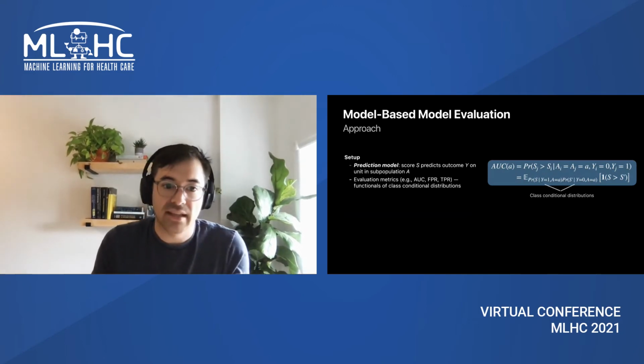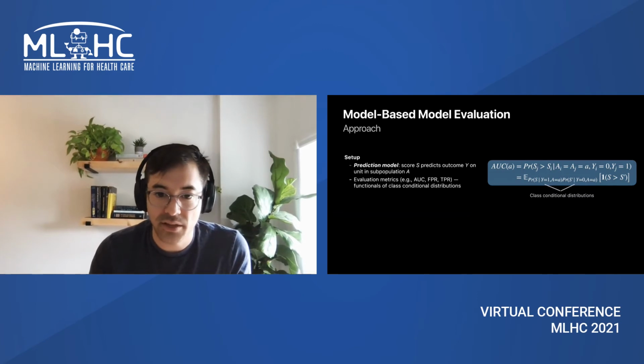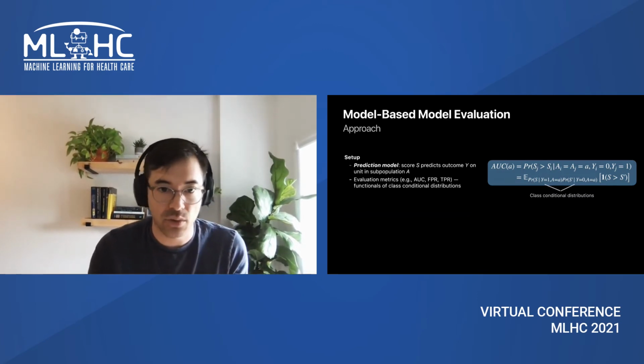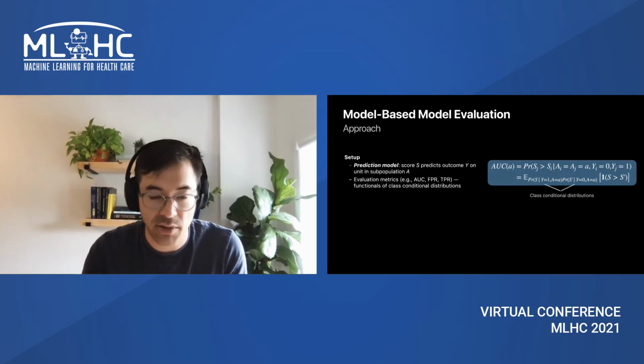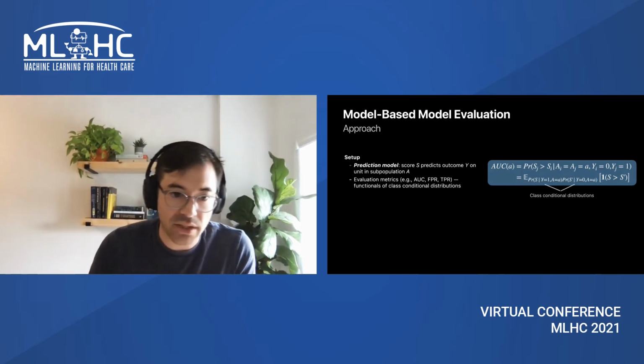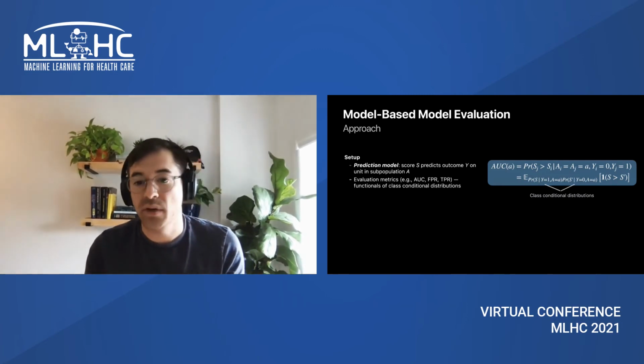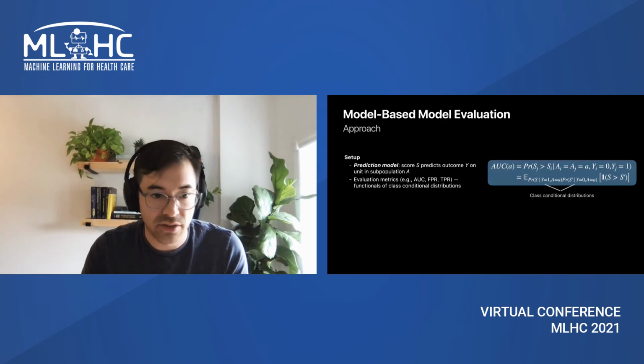So how does this work practically? Evaluation metrics like the area under the ROC or positive predictive value correspond to functionals of the conditional distribution of the prediction model's score, S, given outcome Y and subpopulation A. And typically we use the empirical sample from these conditional distributions to estimate this quantity. But again, when a subpopulation is small, the estimate will be uncertain.